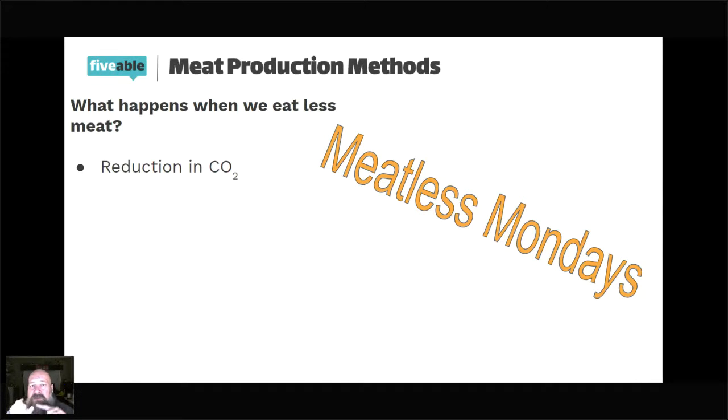There's less animals doing less respiration. There's less fuel being used, so there's less combustion in the air because we're not having to transport as many organisms. So there's legitimately less actual carbon dioxide in the air. What's another thing that happens because of eating less meat?